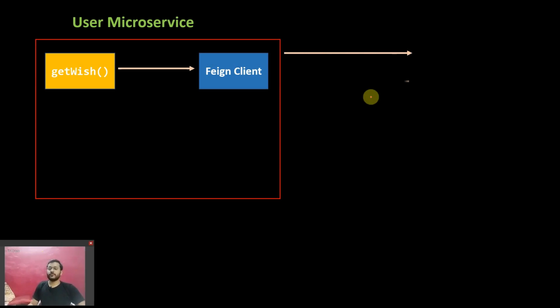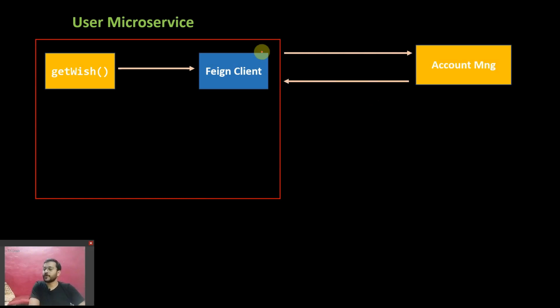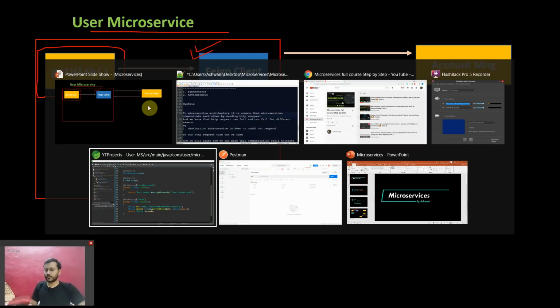So if you think, you have this microservice which we are using from day one, that is the user microservice, and inside the user microservice we have this getWish method. This architecture is pretty similar to what we are following from day one. This thing is new for us, so I will make you understand, just wait. If you're not familiar, let me show you the code.